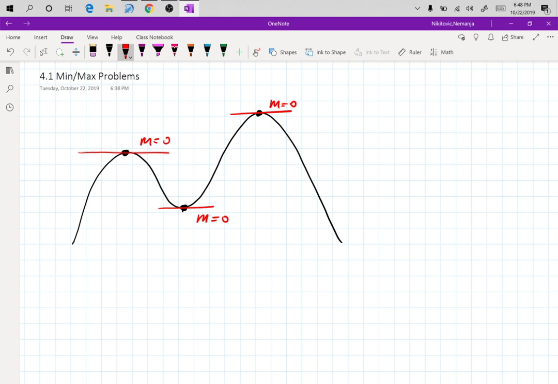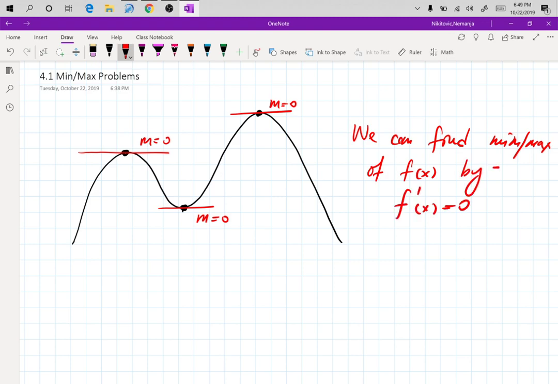From this, we conclude that we can find a min or a max of a function by setting f prime of x to 0. This is not the end of the story, but it's something that will be used 95% of the time, 99% of the time, whatever.